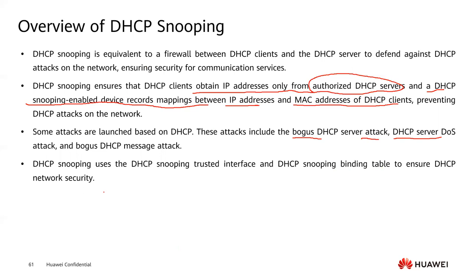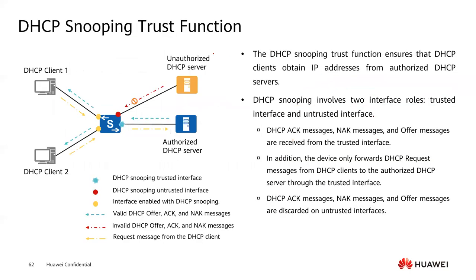So now we have already got some terminologies about DHCP snooping. The first one is the trusted interface, and another one is the binding table. So actually, the trusted interface and binding table are the working examples of DHCP snooping. Now let's look at some concepts or terminologies about DHCP snooping. The first one is the trust function. The DHCP snooping trust function ensures that DHCP clients obtain IP addresses from an authorized DHCP server. How to define it by the administrators? For this feature, the administrators will configure this interface as a DHCP snooping trusted interface.